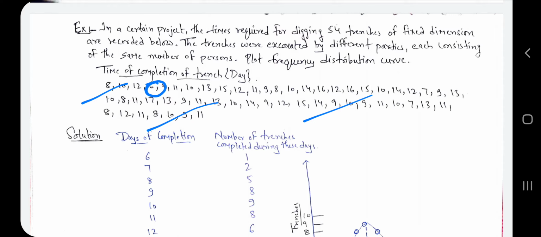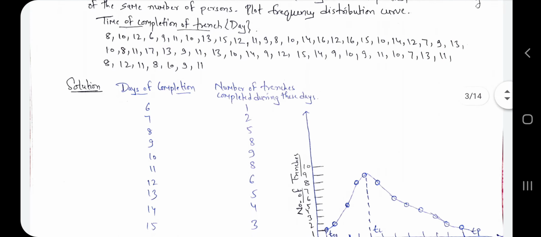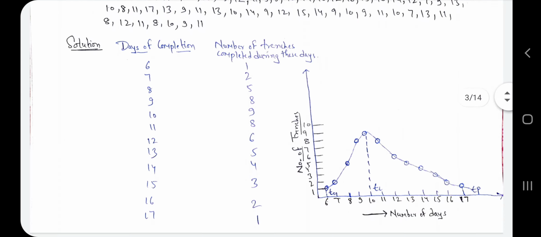We are given days, and with the help of these days we find how many trenches are completed at a particular time. So for 7, how many? You have to search for 7. Here is one 7, and here is another 7, so the number of trenches completed is 2. In this way you have to find the number of trenches completed for each particular time. Up to 17 days of completion, you have to search and write down the number of trenches completed during these days.